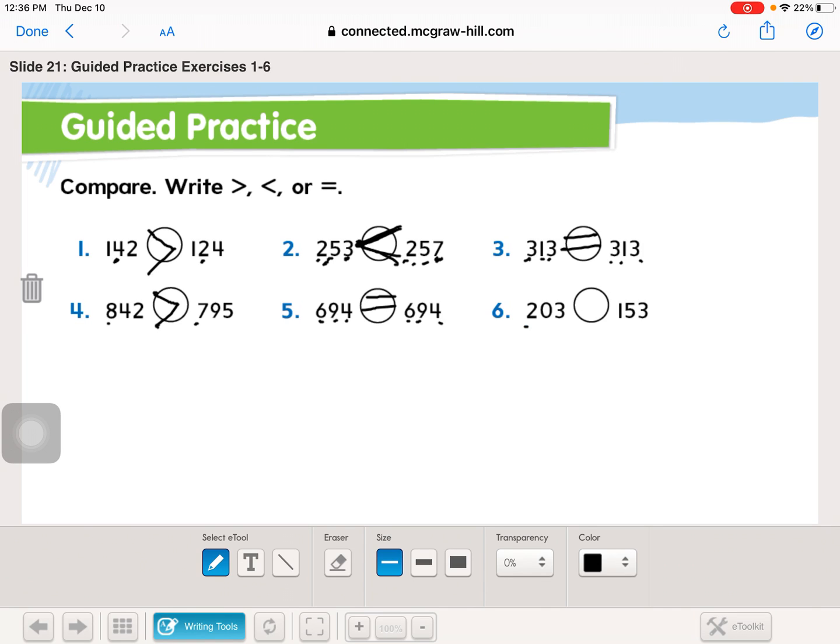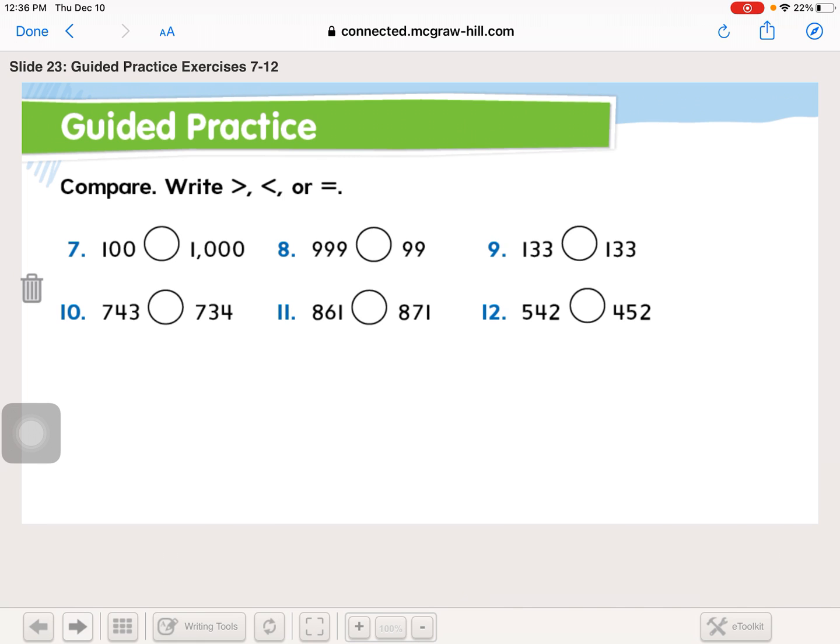669, 944. These are equal. 200, 100, 0, 5, 3, and 3. We have to look in the biggest place value, which is 200 and 100, so we're going to chomp the 200.